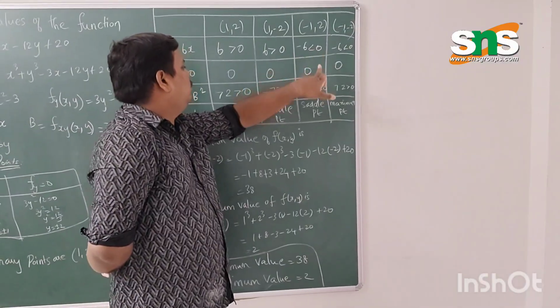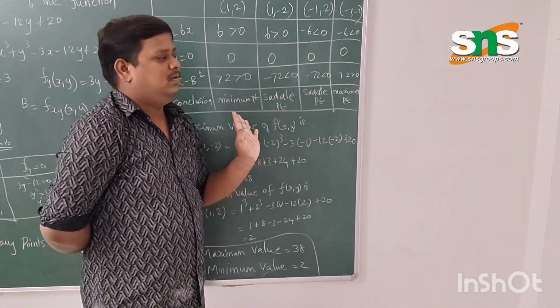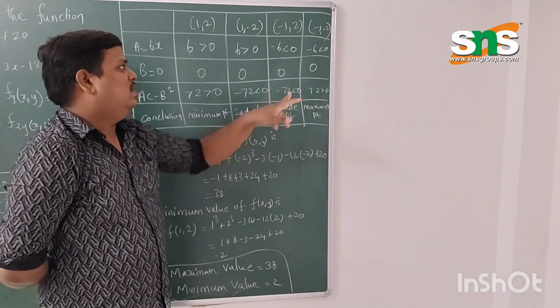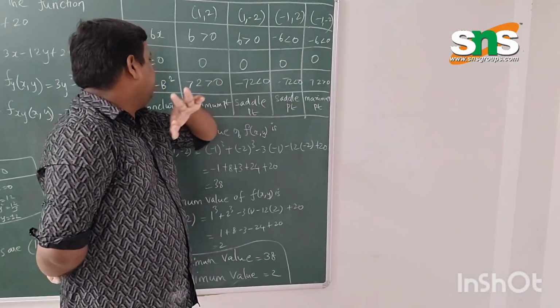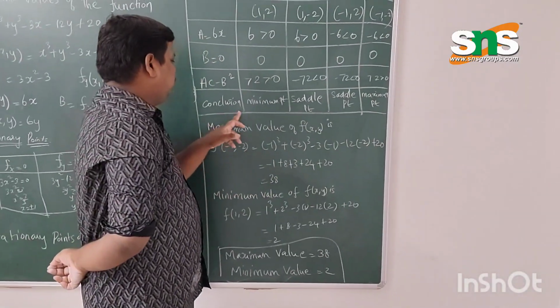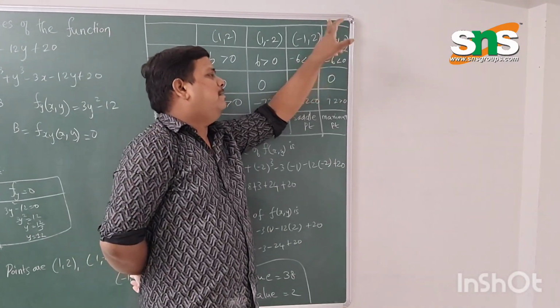Here a is less than 0 and ac minus b square is less than 0, that is also a saddle point. Minimum point is not there, maximum is also not there. Here a is less than 0 and ac minus b square is greater than 0, this is a maximum point. So the minimum point is 1 comma 2, and the maximum point is minus 1 comma minus 2.